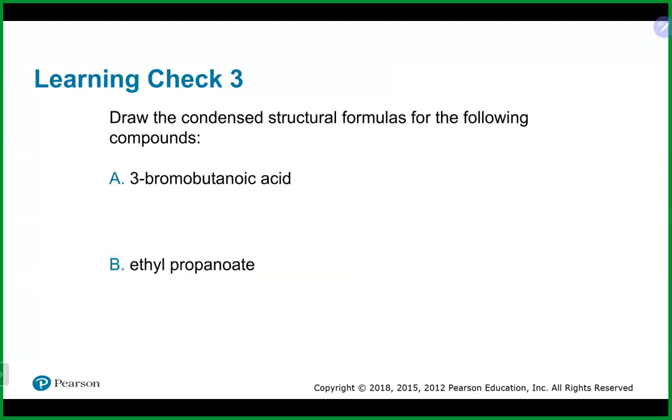All right, draw a couple of these guys, condensed ones of 3-bromobutanoic acid and ethyl propanoate.